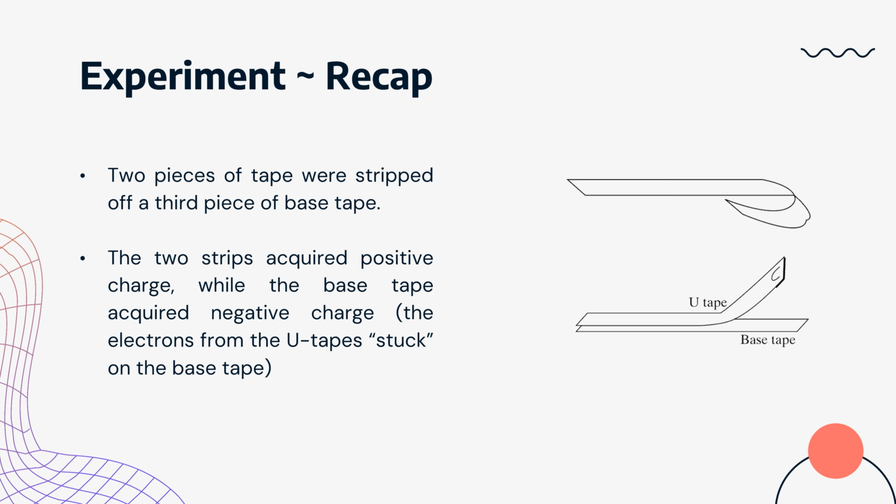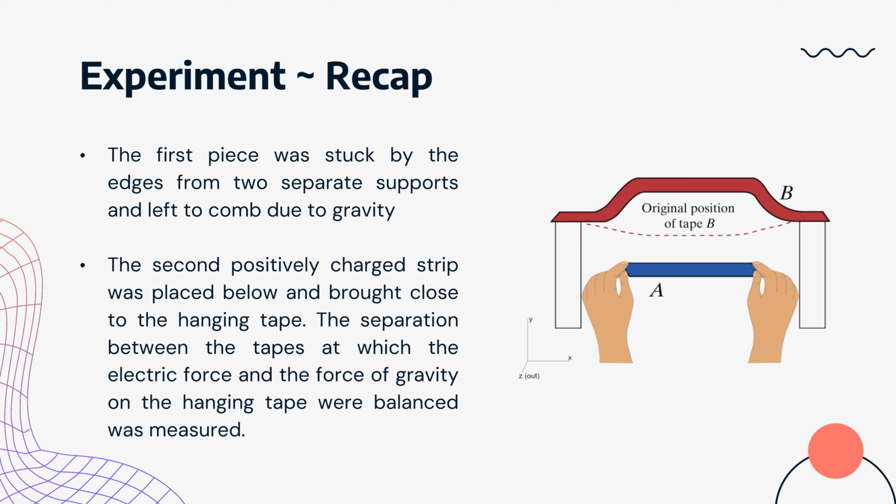In the experiment, two pieces of tape were stripped off a third piece of base tape. The two strips acquired positive charge while the base tape acquired negative charge. The first piece was left floating from two separate supports and left to calm due to gravity. The second positively charged strip was placed below and brought close to the hanging tape. The separation between the tapes at which the electric force and the force of gravity on the hanging tape were balanced was measured.